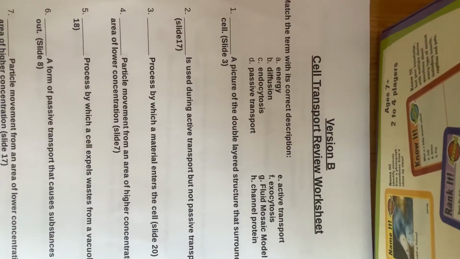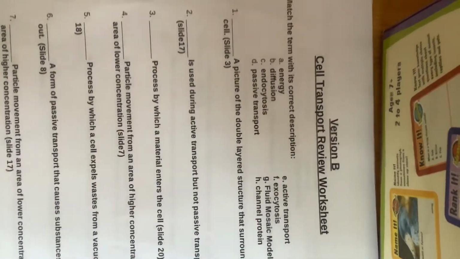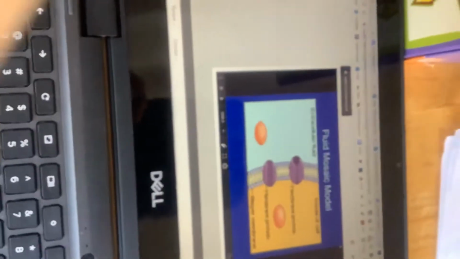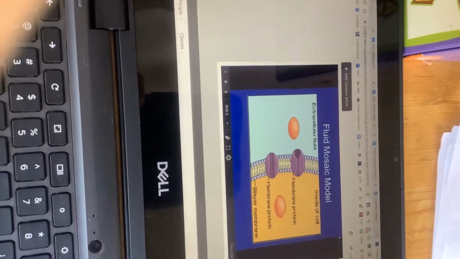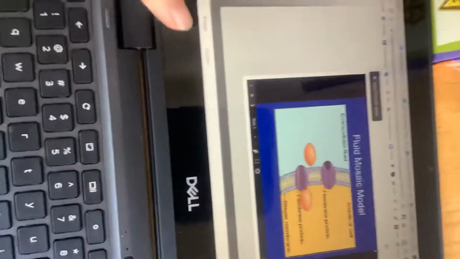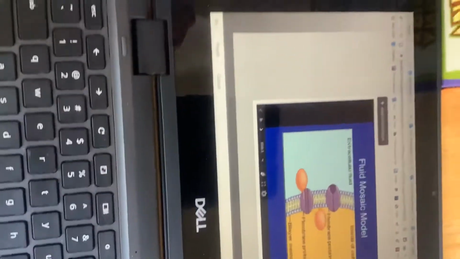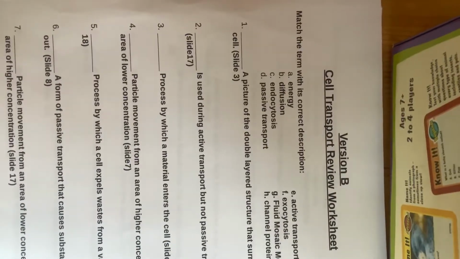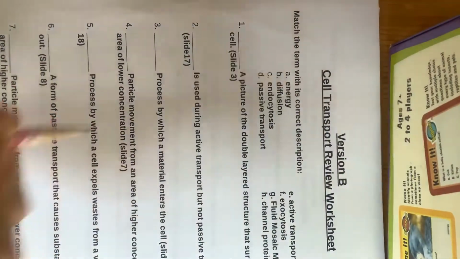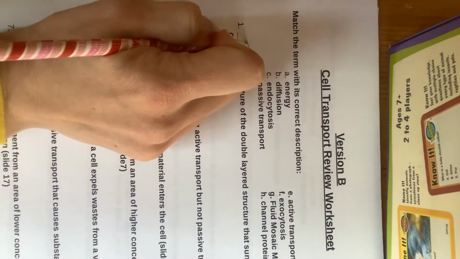And notice that there were hints next to each question. So for number 1, it says a picture of the double layered structure that surrounds the cell. And then the hint was looking at slide 3. So when you go to your Google Slides, you can look at slide 3, and slide 3 says, fluid mosaic model. So when I go back and I look at my matching choices, that is going to be choice G, and that's what I would put for number 1.